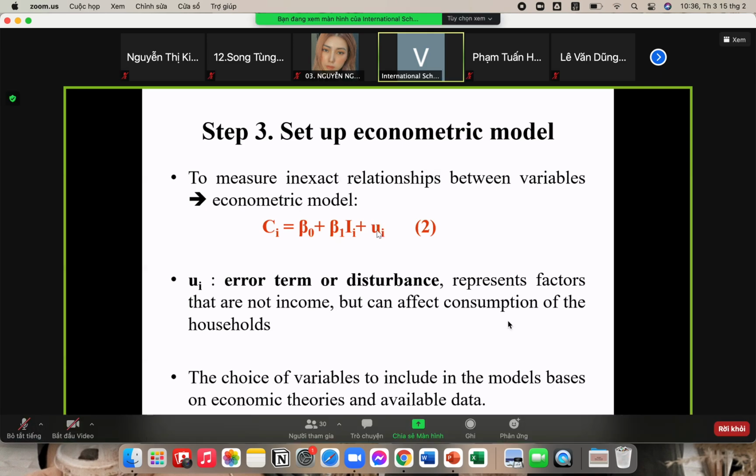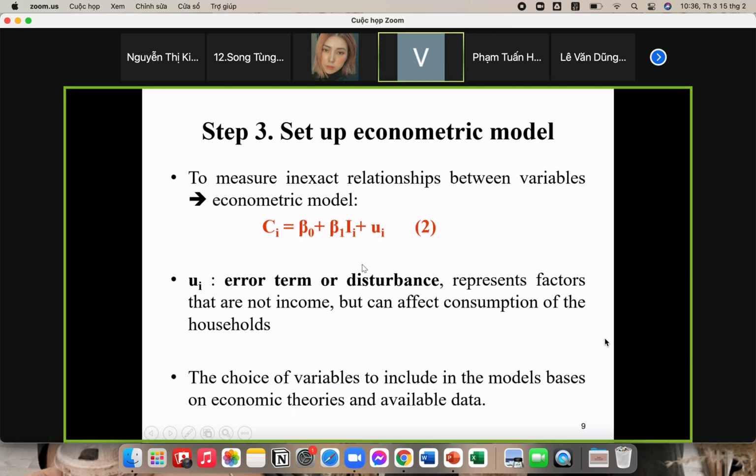Như vậy U đây, cái yếu tố U đây người ta gọi là sai số hoặc là nhiễu nhá. Nhiễu trong sách giáo khoa đôi khi người ta dùng error term, đôi khi người ta dùng là disturbance. Và cái nhiễu này là chứa tất cả những yếu tố có ảnh hưởng đến biến phụ thuộc nhưng không được đưa vào mô hình. Đấy, vì một số cái nguyên nhân nhất định.